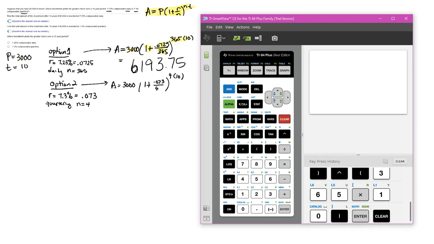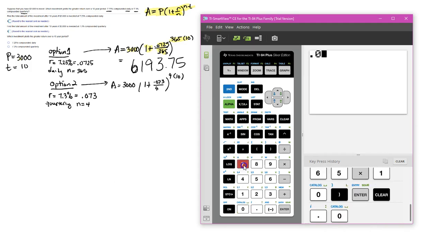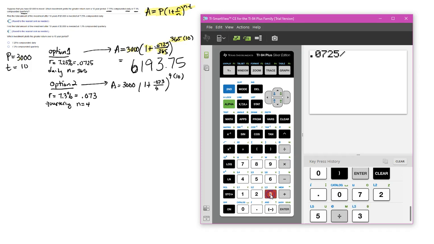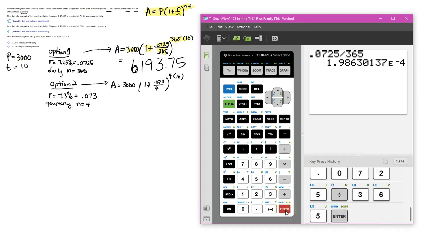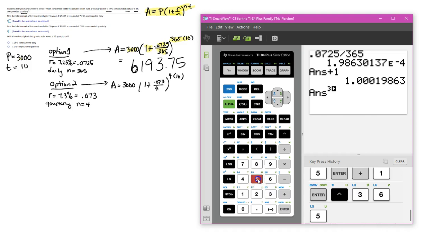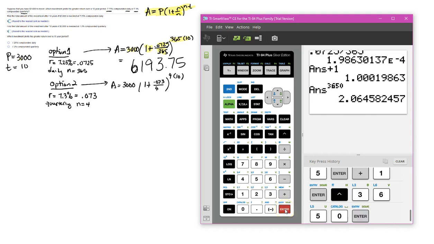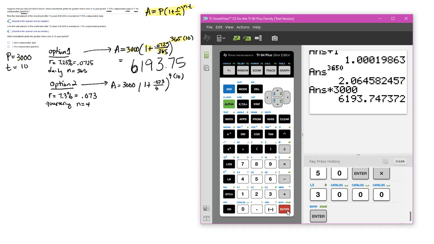Okay, so we would do 0.0725 divided by 365, enter. Then we're going to add 1, enter. Then we need to do our exponent. And I probably would go ahead and do that multiplication. 365 times 10 would give you 3650. And then finally, you're going to multiply that by 3,000. And you can see we got the same answer, the $6,193.75. Okay, so let's do the same thing with option 2.